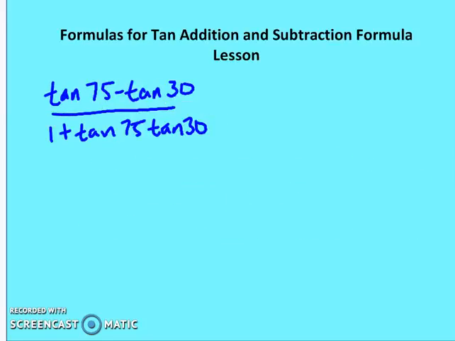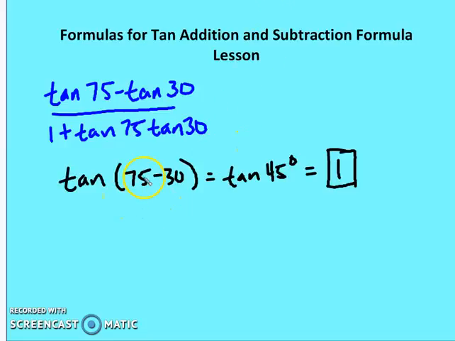Next one, tangent 75 minus tangent 30. Pause here. This ends up being tangent of 75 minus 30, which is tangent 45. Tangent 45 is equal to 1.